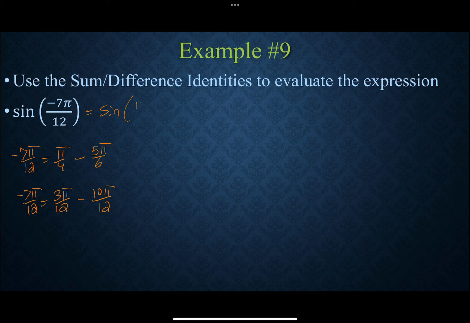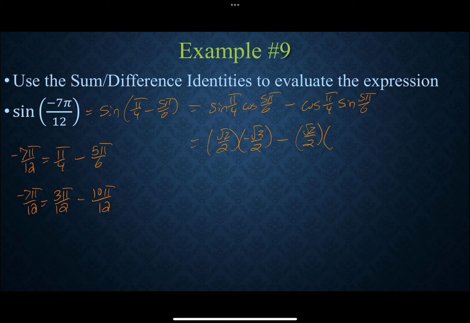So this is sine of pi over 4 minus 5 pi over 6. Our formula tells us it's sine of the first angle, cosine of the second. And then sine stays the same, so it's a minus, and now cosine of the first angle, sine of the second. The sine of pi over 4 is root 2 over 2. The cosine of 5 pi over 6 is a negative root 3 over 2. Cosine of pi over 4 is root 2 over 2. Sine of 5 pi over 6 is 1/2. And we get negative root 6 over 4 minus root 2 over 4. Again, always getting root 6s and root 2s over 4s for both of them.